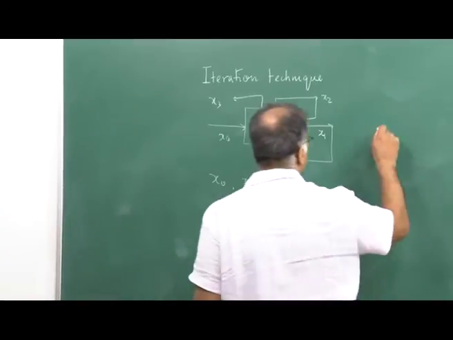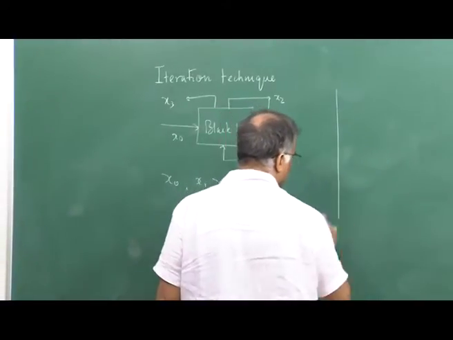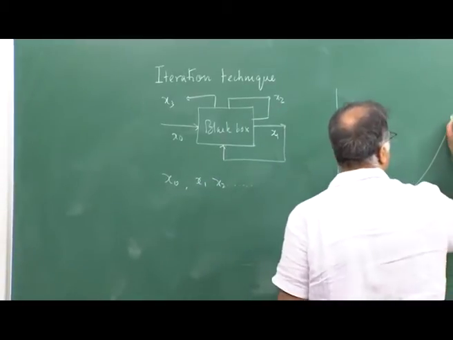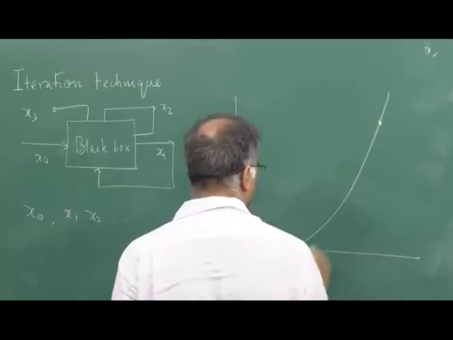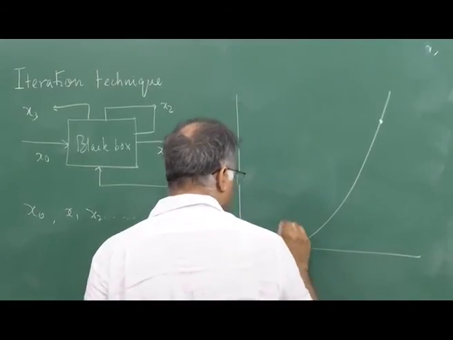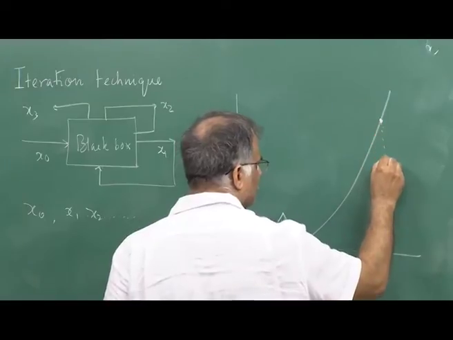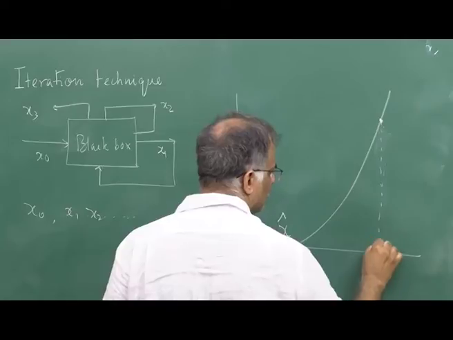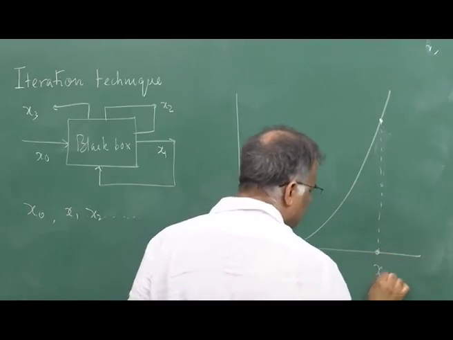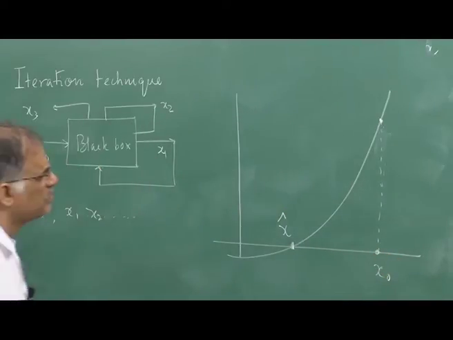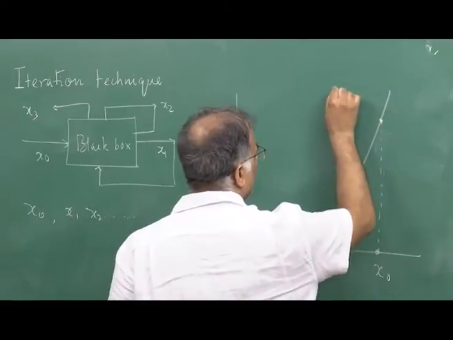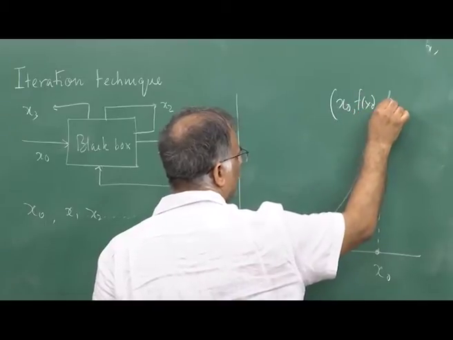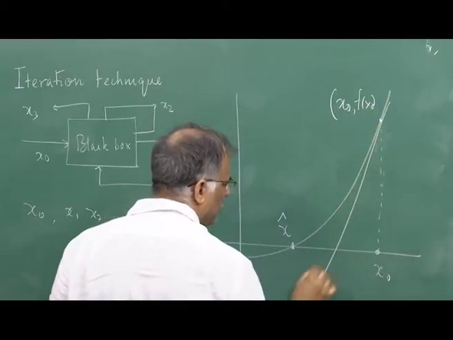How do we do it in Newton's case? So, let us look at this first starting point. Here is my graph and here is my x hat and here is my starting point, x0. So, as I told you, I will take the point (x0, f(x0)) and draw the tangent.